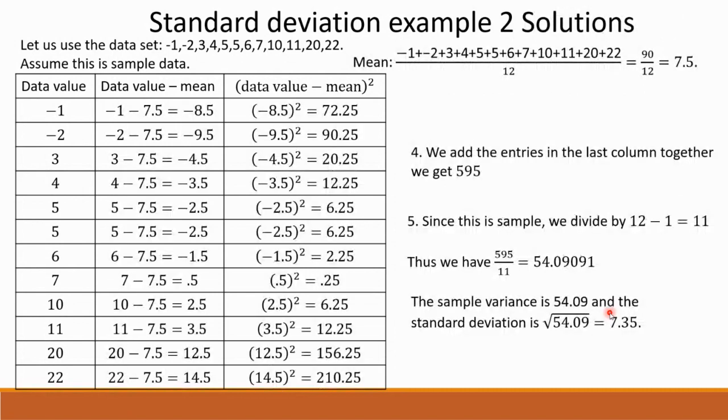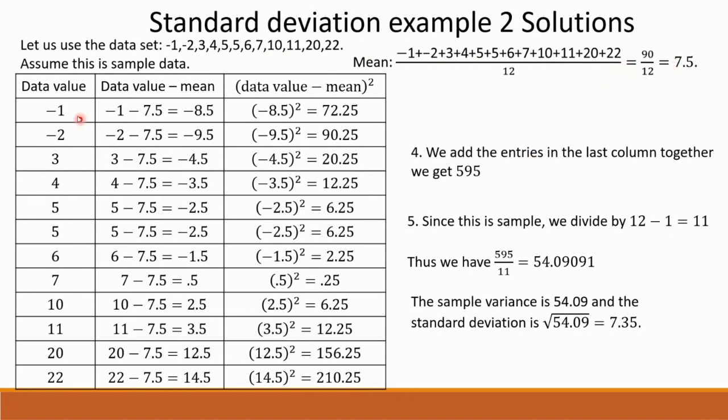All right. So here for the mean, it's just like before. We're, again, assuming it's sample data. So we add up the data values here. We add them all up, as you can see. And then we divide by how many there are. It turns out there are 12 data values. So we get 90 over 12, which is 7.5. So our mean is 7.5.